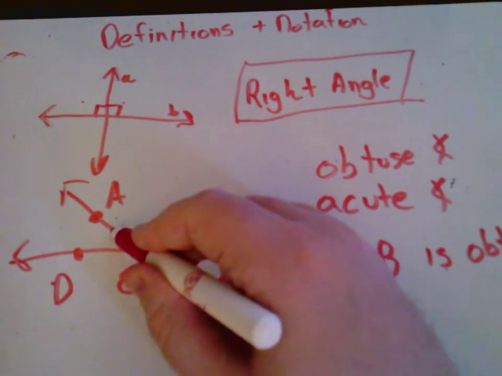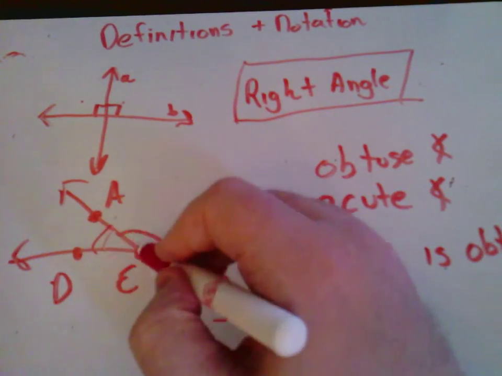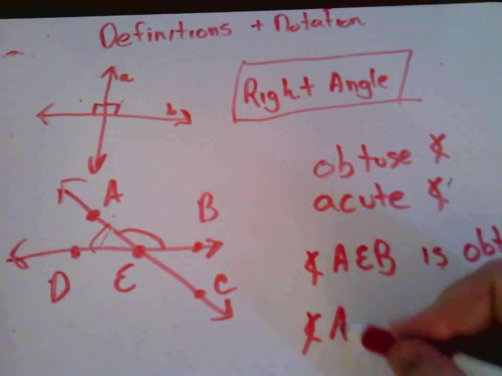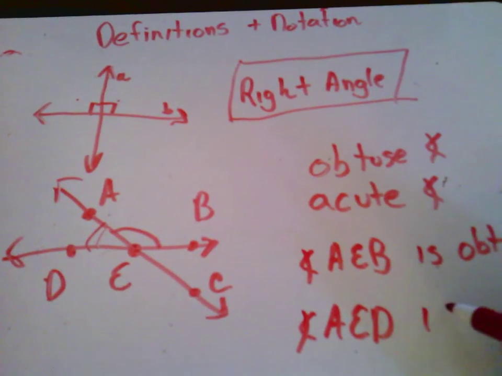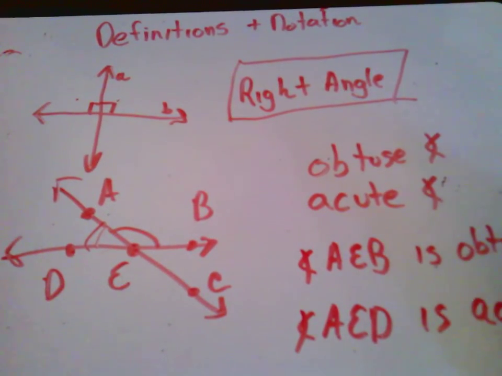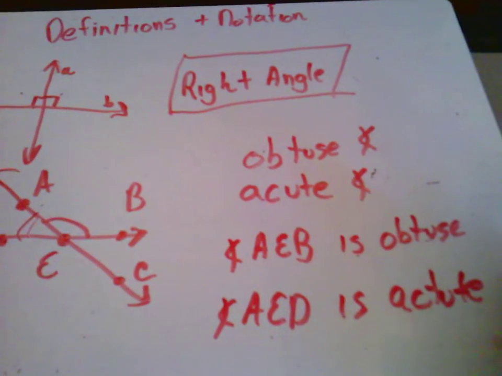Likewise, this angle over here, angle AED, is acute, which simply means that it is less than a right angle. Okay. So, without any other thing to mention, if there's anything else that comes up as we go forward, we'll go through it and we'll define it then. For now, this will do. These are the words, these are the definitions and notations we are going to use.